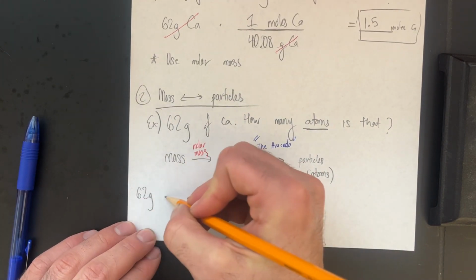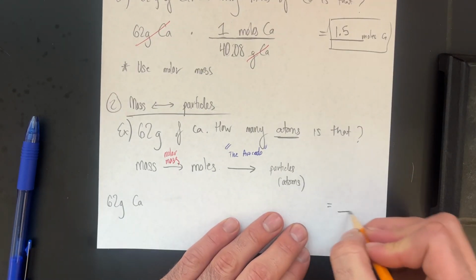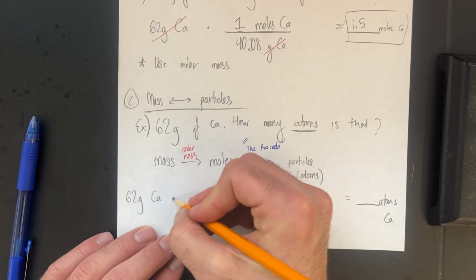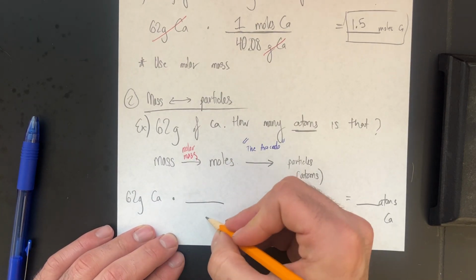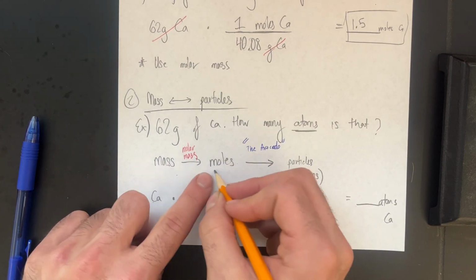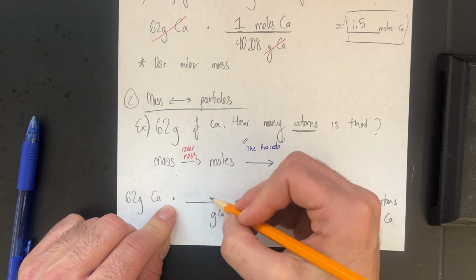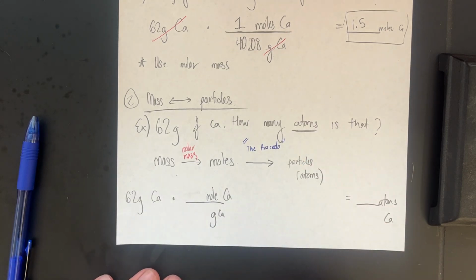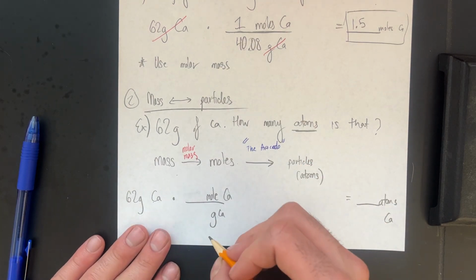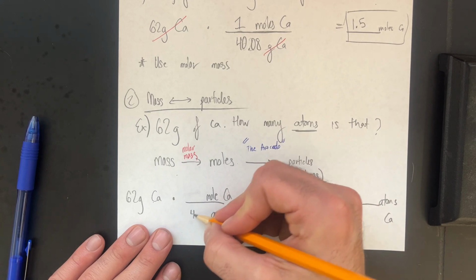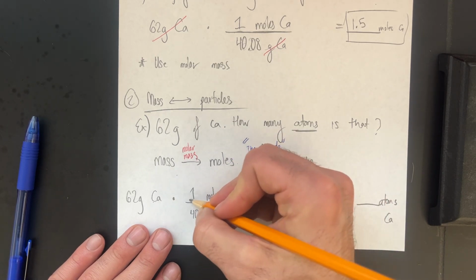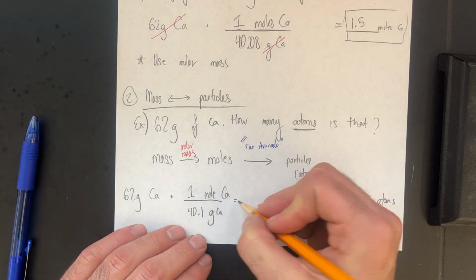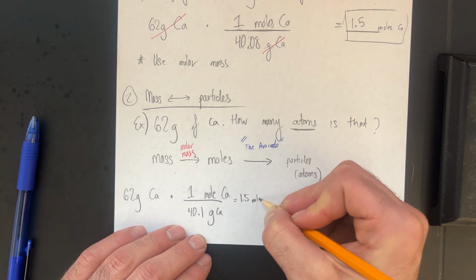If you have 62 grams of calcium, you're wondering, how many atoms of calcium is that? What you can think through is: how do I go from mass first to moles? You're going to say how many grams of calcium are in 1 mole of calcium. We have that up here, and so 40.1 grams of calcium in 1 mole of calcium, we can round, it's okay. And what you would get is 1.5 moles of Ca.